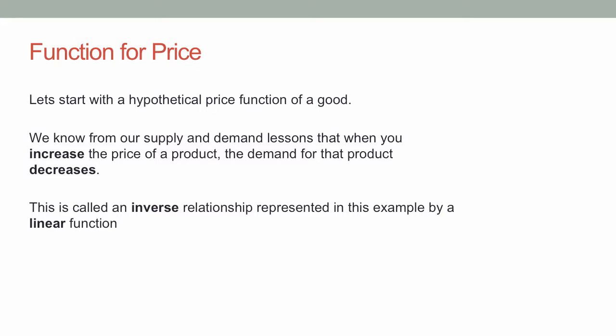First, let's start with a hypothetical price function of a good. We know from earlier in this class, from supply and demand, that if we increase the price of a product, if we make it more expensive, people don't want to buy it. The demand for that product decreases. If we make something cheaper, people want to buy it. The demand increases. So this is called an inverse relationship, and we're going to use a linear function to represent that. So there we go. Price is equal to 10 minus Q.